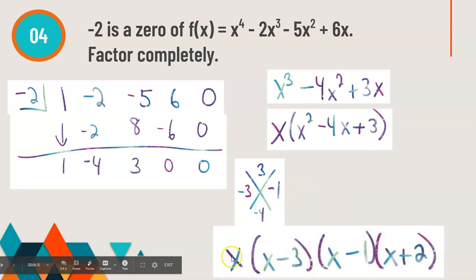I still have the x out front. I have the x minus 3, the x minus 1, and then that last piece for factored completely is the factor that gave us the 0 of negative 2. So I need to reverse the sign when I come back into the factor.